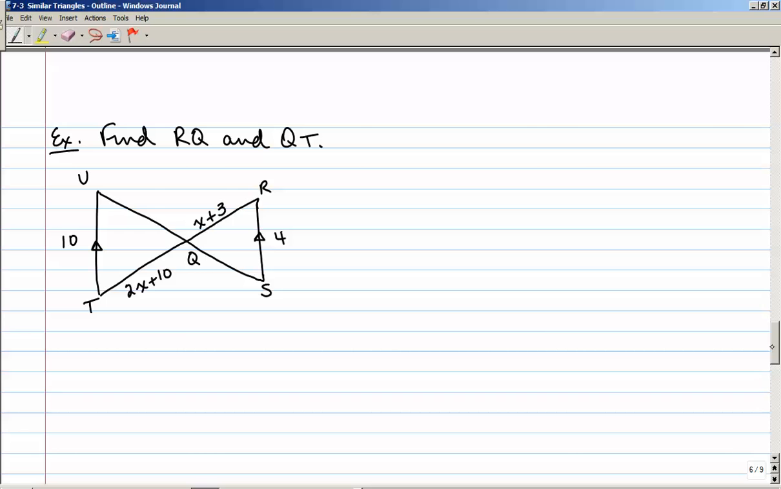Okay, let's use that to help us find some values here. So I need to find RQ and QT. So first thing I need to do is figure out, are these triangles similar to each other? Well, I know that those guys are congruent to each other.